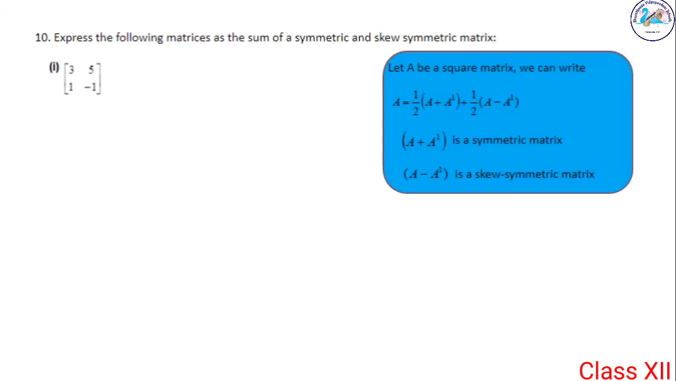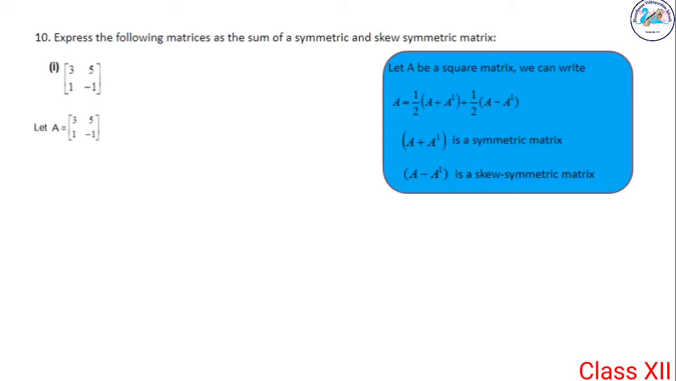If you are asked to split a matrix into two, symmetric and skew symmetric, you have to calculate this way. 1 by 2 into A plus A transpose means you will get a symmetric matrix, and 1 by 2 into A minus A transpose is a skew symmetric matrix. This is a very important result. Please keep it in mind.